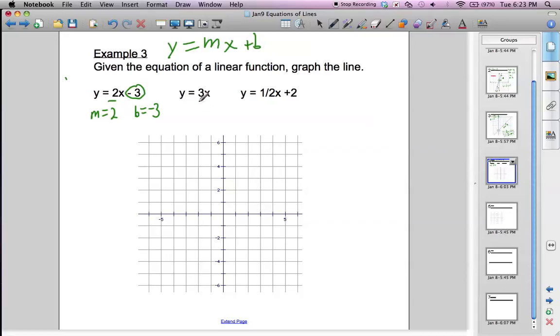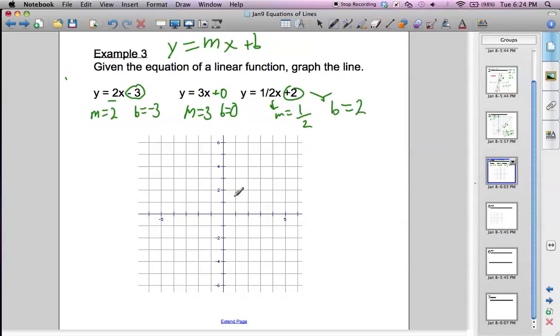Next line, you've got 3 times x, 3x. Coefficient of x is 3, so that's the slope. And there's no y-intercept here, so that's basically a y-intercept of 0. Because if you write in plus 0, you don't need to write that in there, so the y-intercept is 0. And in the last one here, we've got slope equals half, and we've got y-intercept equals 2.